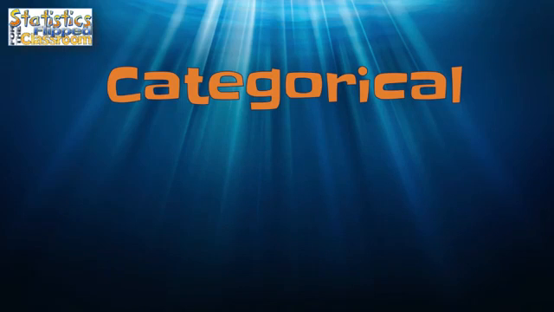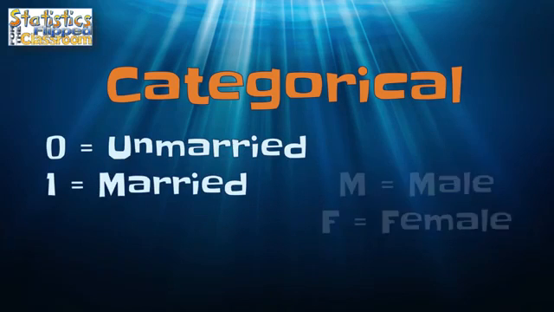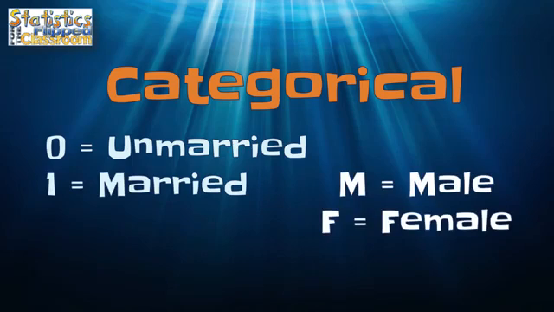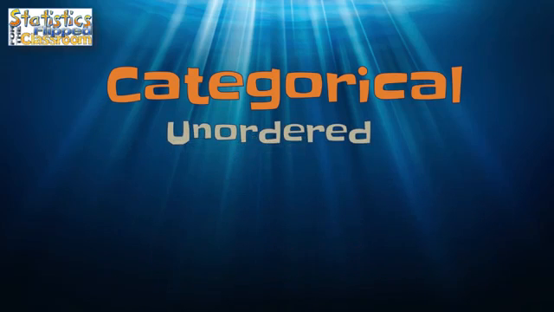Categorical variables can be numeric, such as coding 0 for unmarried and 1 for married. Or they can be string data, such as coding M for male and F for female. Categorical data are also referred to as qualitative data. Once you have your categorical variables, you should then consider whether those categories are ordered or unordered.